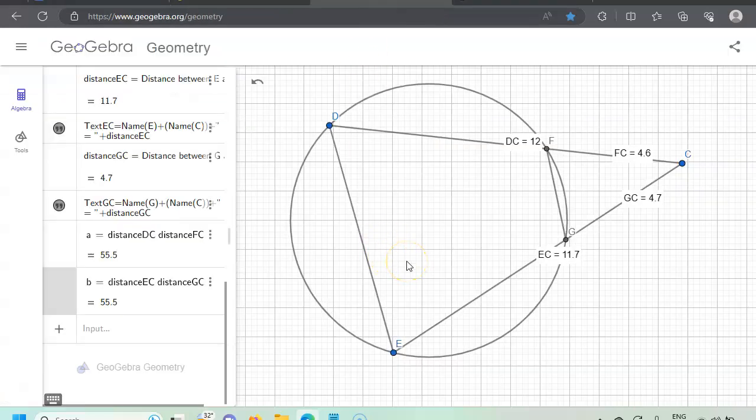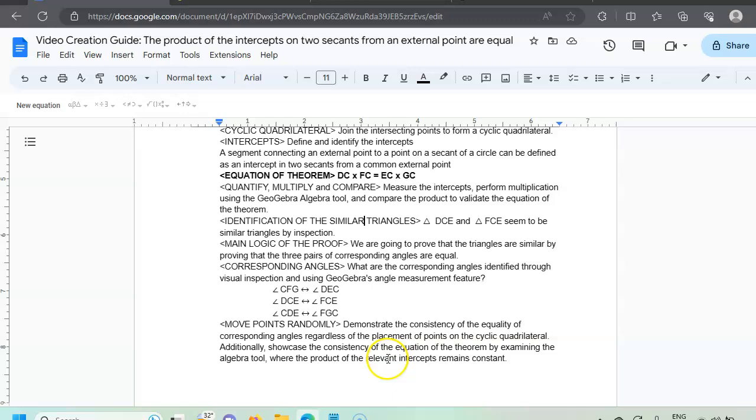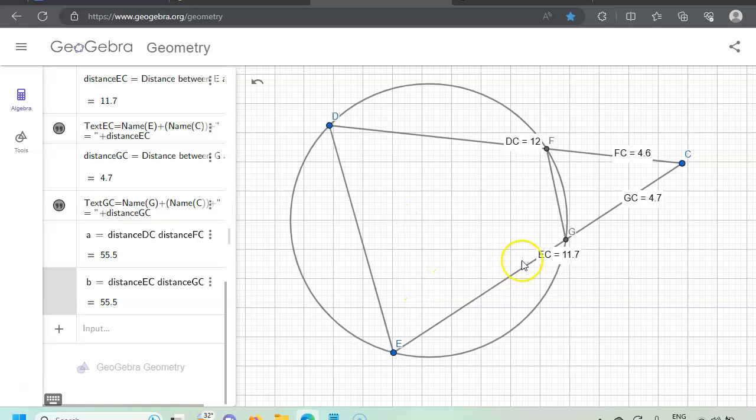So again, we all know that the 2 triangles are similar if the corresponding angles are equal. Okay, so let's now identify the corresponding angles. So we have angle CFG, right? Look at here, CFG, alright?